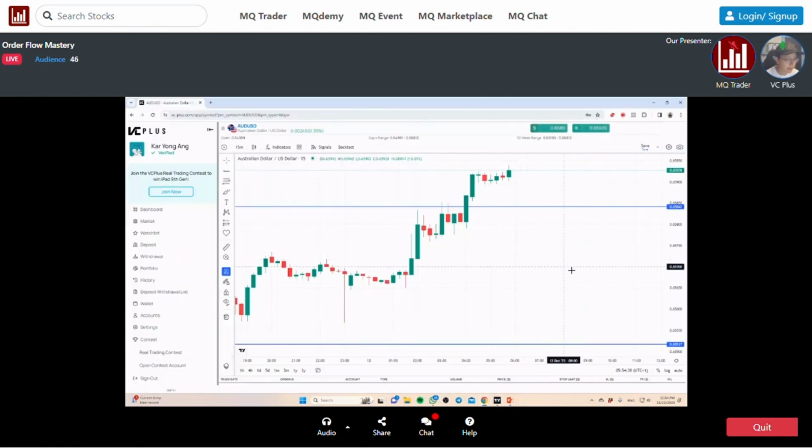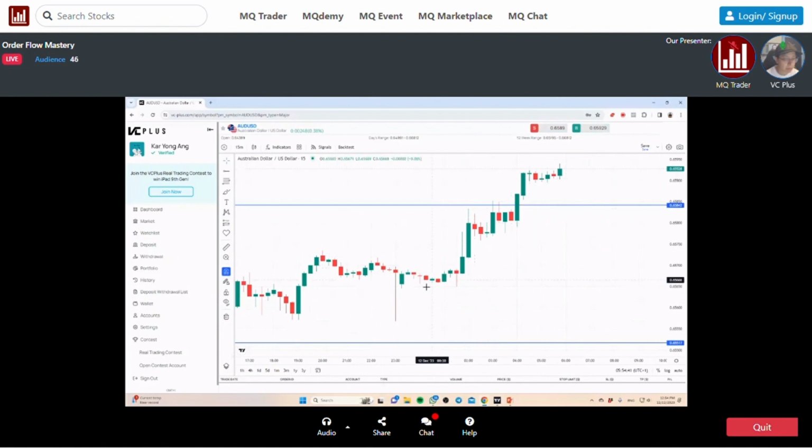If you take a look at the 15-minute chart, what is the current market structure? It is bullish, okay? Why? Because we have break of structure. Let me thicken this a little bit so you can see. We have break of structure here, here, and of course here as well, right? So the entire market right now is bullish.